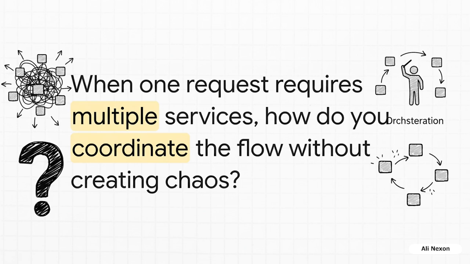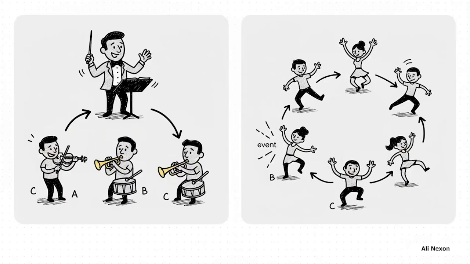And the difference really boils down to this. Is there a central brain telling everyone what to do, or does each service just know its part in a bigger dance? Orchestration is exactly what it sounds like. You have a conductor. There's a central orchestrator service that acts as the brain. It says, okay, first you, order service, do your thing. Now you, payment service. Now you, shipping service. It's great because you can look in one place and see the entire workflow.